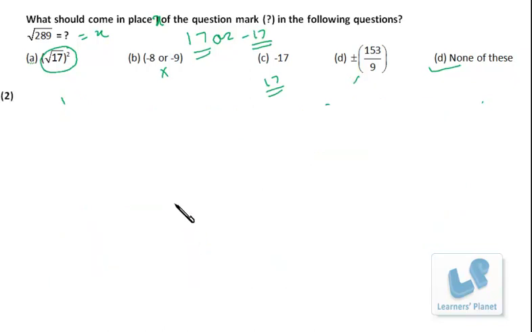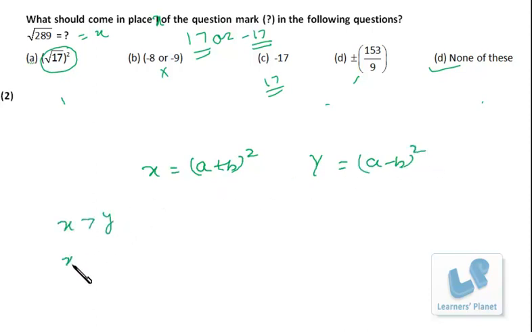While I am discussing this case, I recall a question from previous year papers: x is the quantity a plus b whole square and y is the quantity a minus b whole square. Now we have to find out whether x is greater than y, x is equal to y, x is less than y, or something else, maybe can't say.